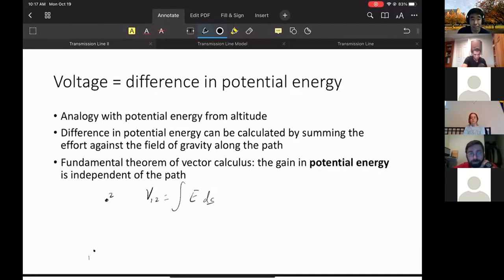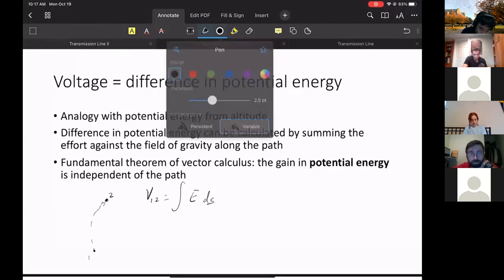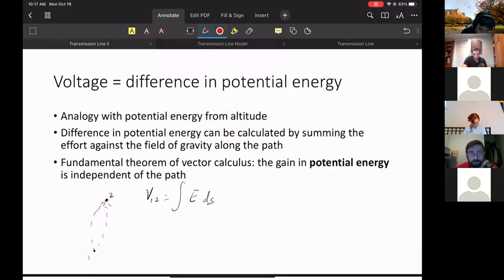And the neat thing is, if you look at this, does it matter if I go this way? Does it matter if I go this way? Does the path matter for this integral, for potential? No. So the path doesn't matter. The thing to remember is this is independent of the path. How you get from one point to another in terms of potential doesn't matter. It's the same analogy as how you climb a mountain.